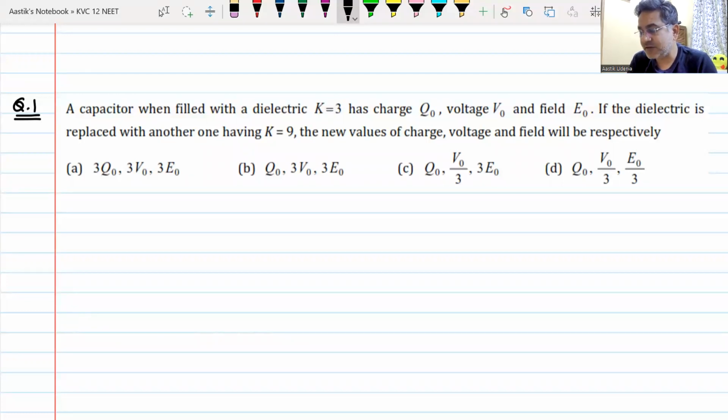A capacitor when filled with a dielectric K equal to 3 has charge Q naught, voltage V naught, electric field E naught. It is replaced by a dielectric of constant 9. What are the new values of charge, voltage and field?